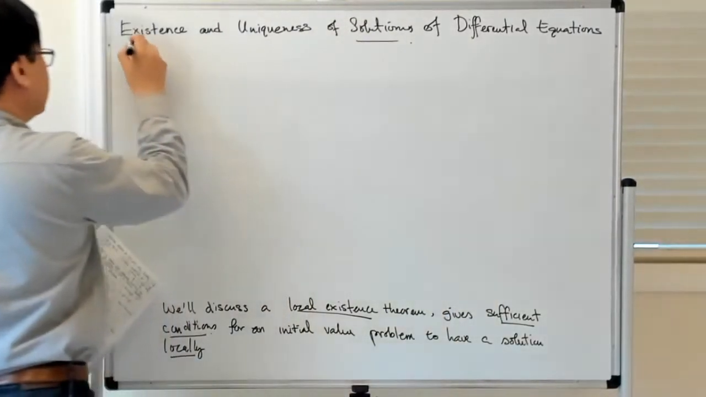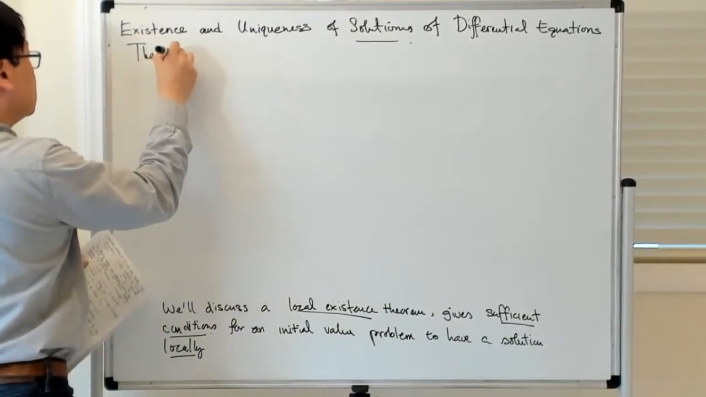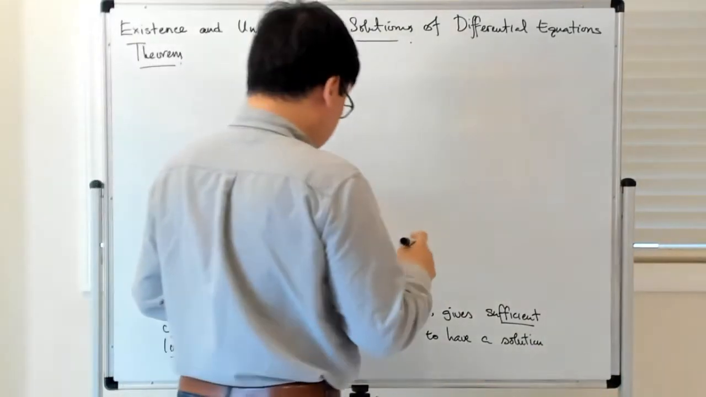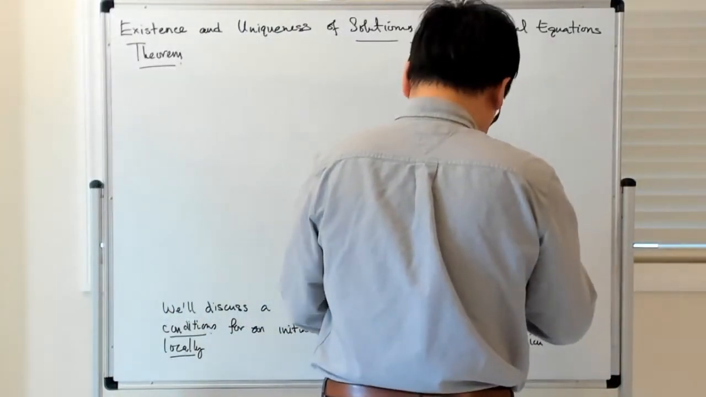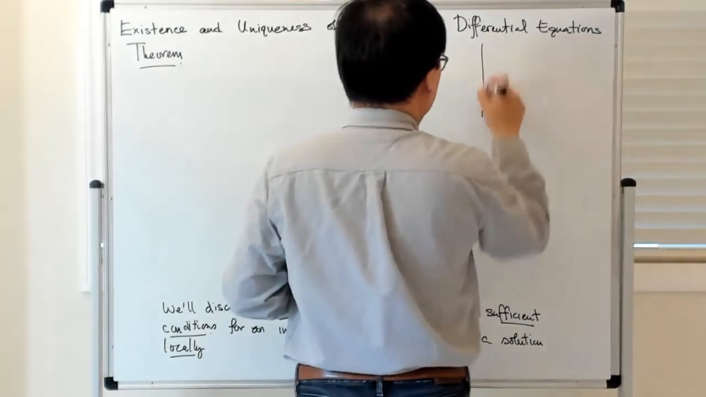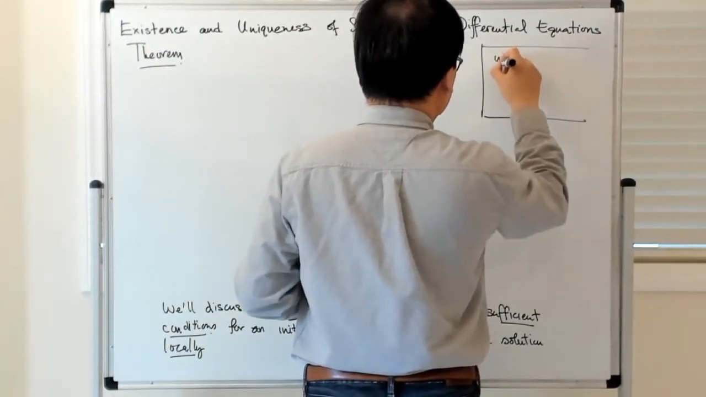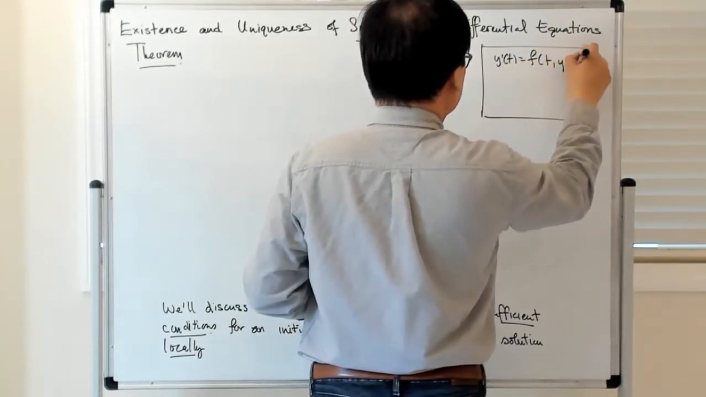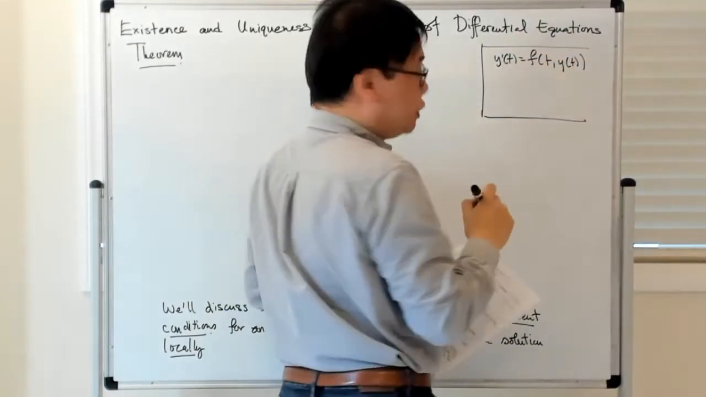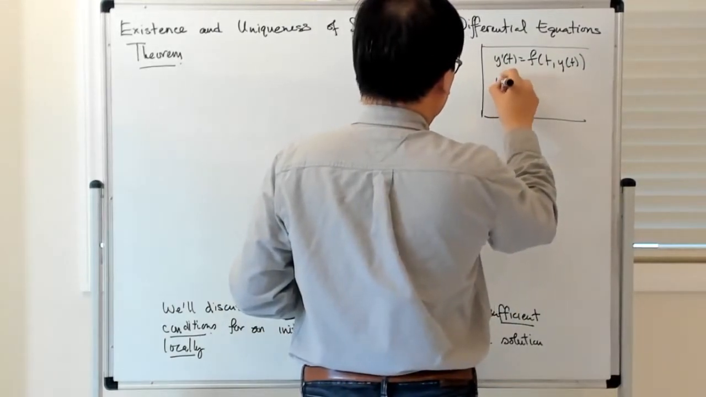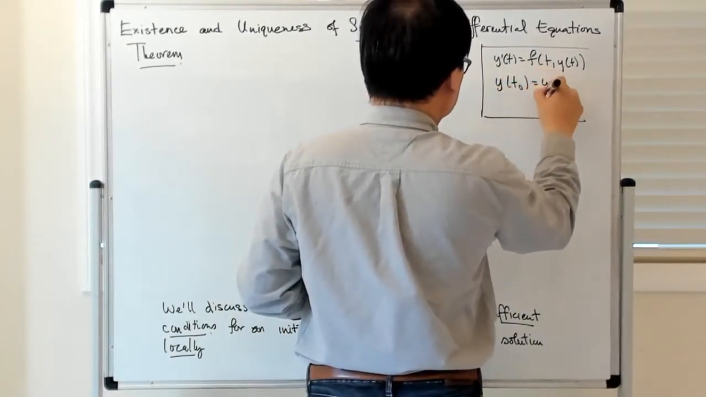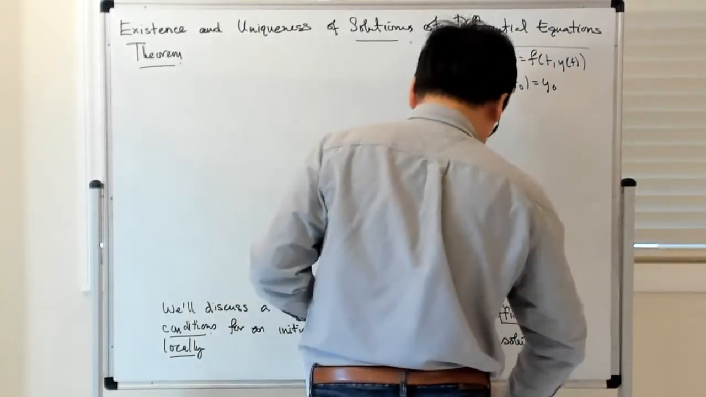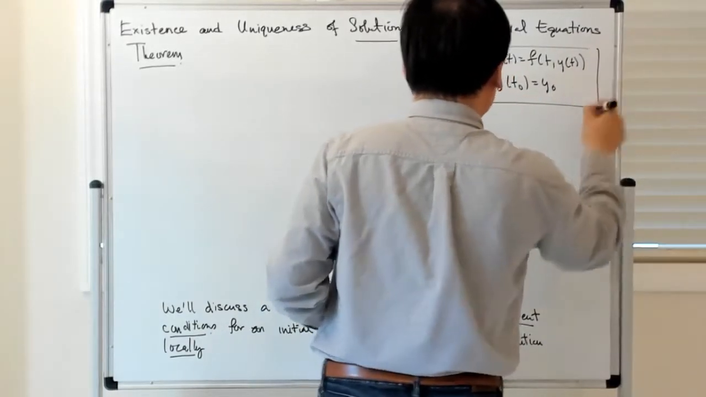Okay, so the theorem is as follows. Let me just remind you that this is for the setup where you have an initial value problem, which is that y prime of t is equal to f of t, y of t, which is the differential equation, and then y at t0 is equal to y0. Okay, so that's the setup which we're thinking about, and I'll state the theorem in the context of this setup.